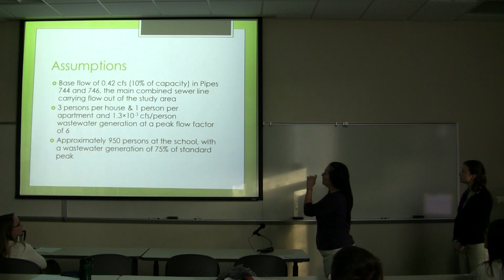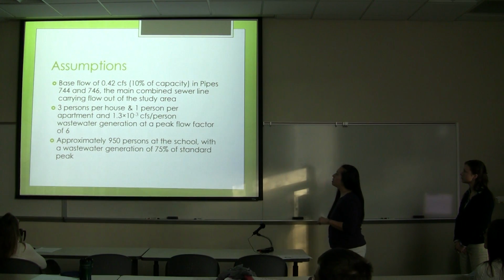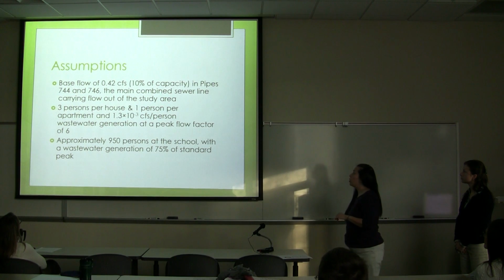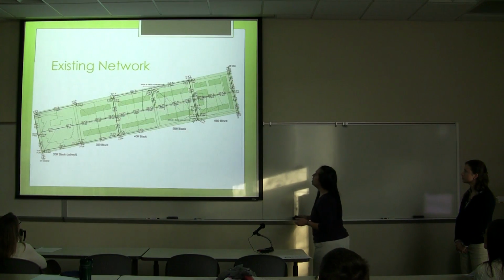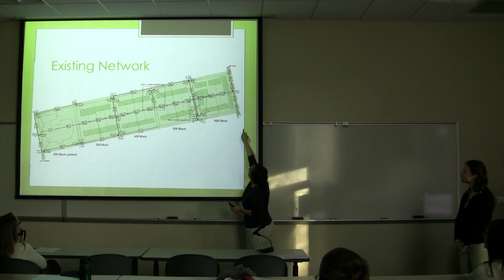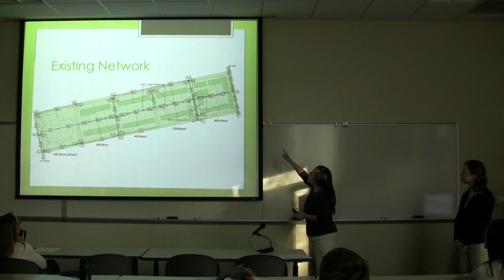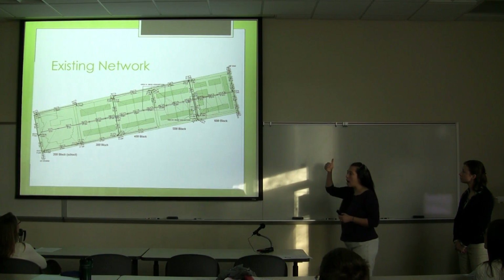Our assumptions here on base flow were that there was 4,200 cubic feet per second base flow for pipes 744 and 746. These are the two main pipes. I'm going to go ahead and point it out here. These are the pipes flowing on this far east end of the area, and it brings water out of our area of interest.